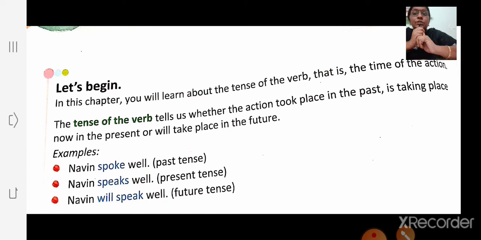So the tense of the verb tells us whether the action took place in the past, or is taking place now in the present, or will take place in the future.